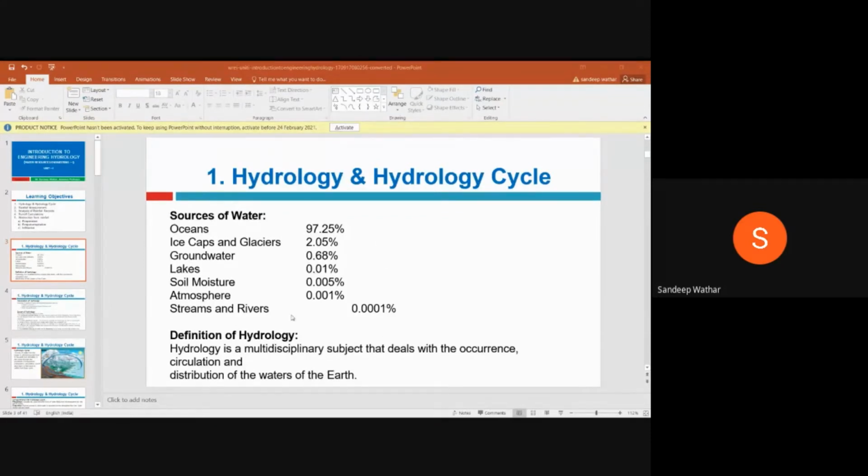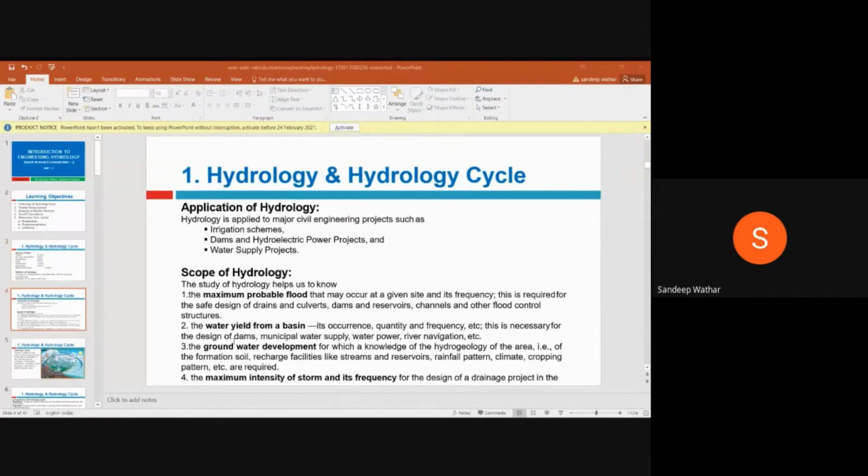Okay. Next, I have explained the definition of hydrology in the previous class itself. Hydrology is basically to understand the flow, distribution and occurrence of water on the earth. Now, again, we will try to understand the applications of hydrology for civil engineers. Whenever you want to develop an irrigation scheme, you must understand the hydrological part of it. Then whenever you want to construct dams, hydroelectric power stations, or water supply projects, in all these cases, understanding hydrology plays a significant and primary role.